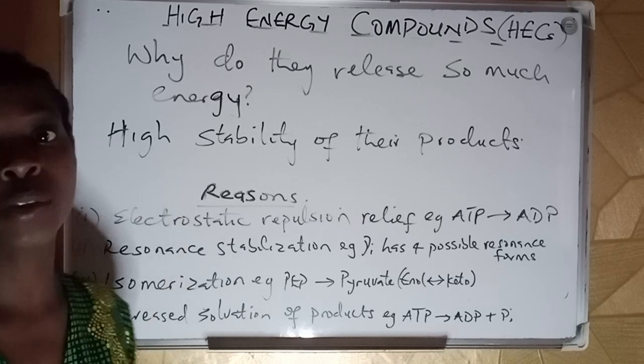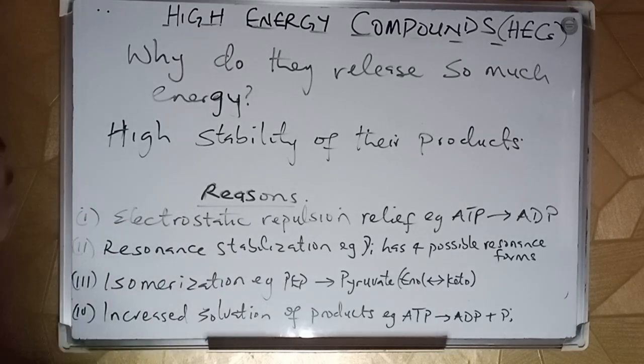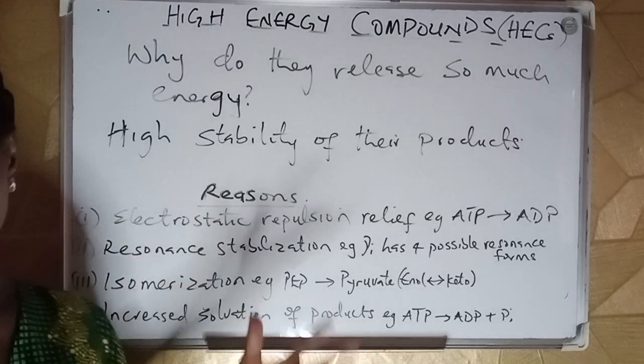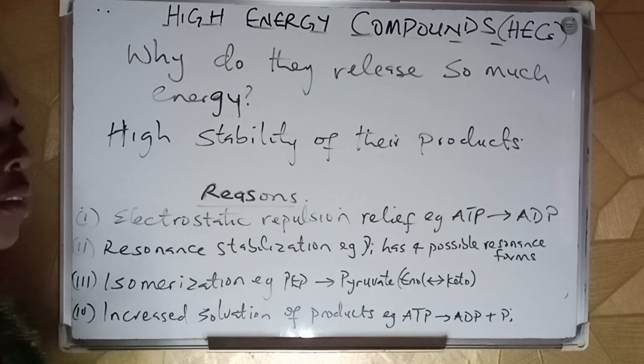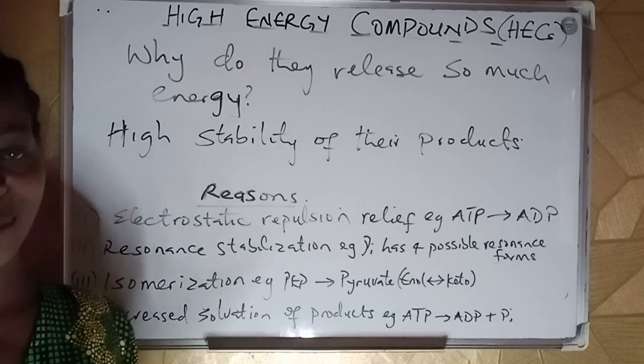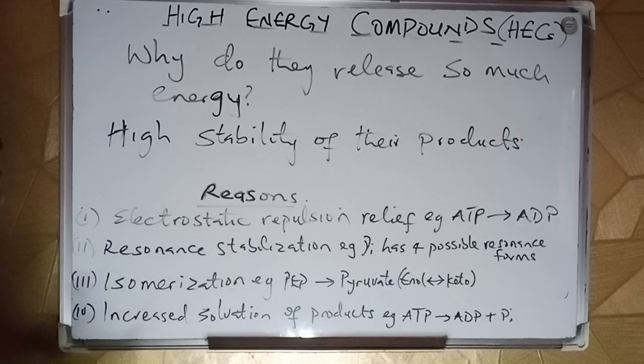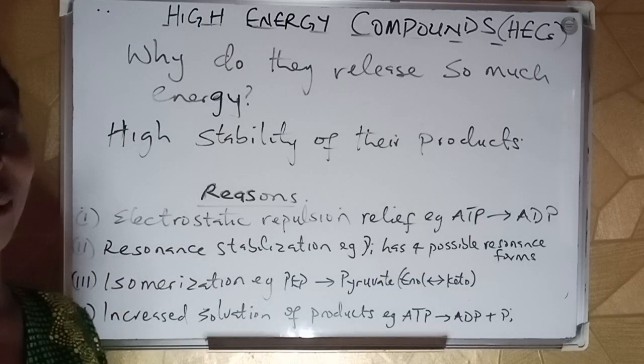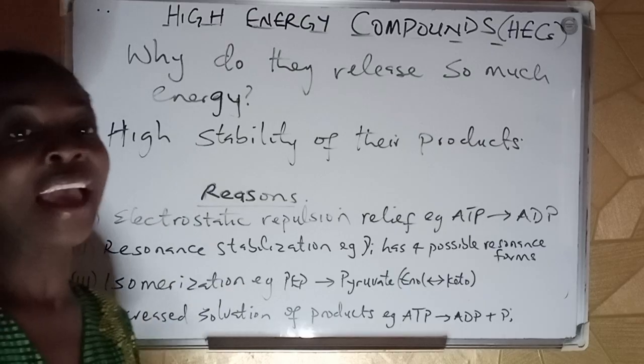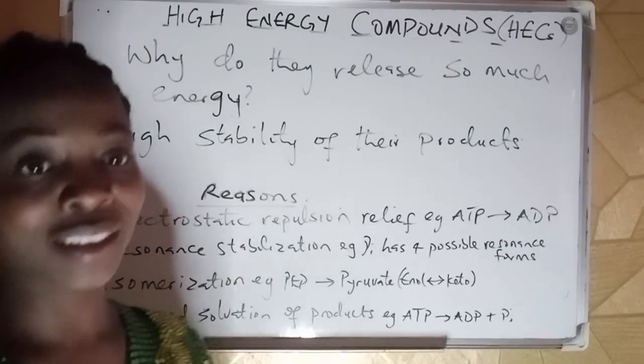These high energy compounds we're talking about, which are the currencies of cells, why do they release so much energy? Why is it that the hydrolysis has a large negative free energy change? It is because of the high stability of the products. Remember, everything naturally needs to be at rest.